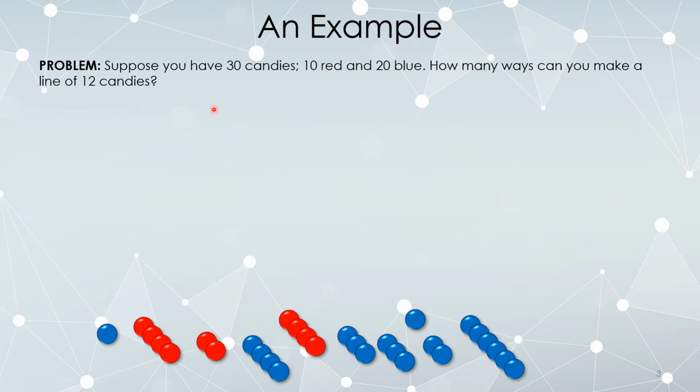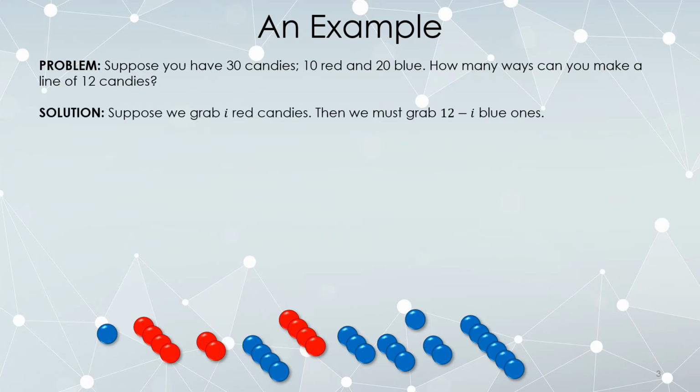So how many possible ways can I put 12 candies in a row where they have to be drawn from this collection down here? What we're going to do is we're going to count how many red candies we grab. Well, since I'm making 12 candies in a row, if I grab I red candies, then 12 minus I is how many blue ones I have to use.